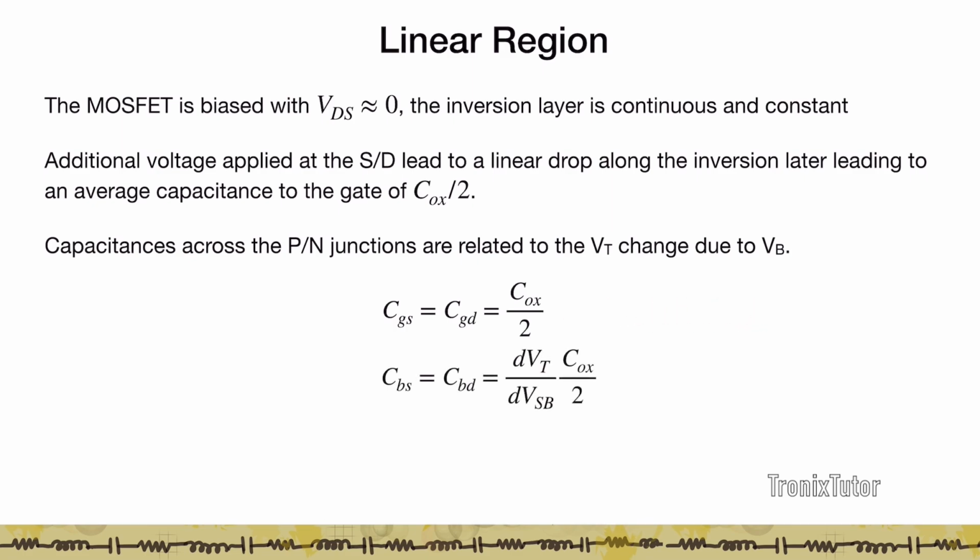If you look at the substrate component, CBS and CBD are given by some part of this capacitance, and that part is dictated by how much the VT shifts as a function of the bias that you applied between the source and substrate. CGB, which is the capacitance between the gate and the substrate, is 0 because you have a continuous inversion channel that is screening the gate from the substrate node.